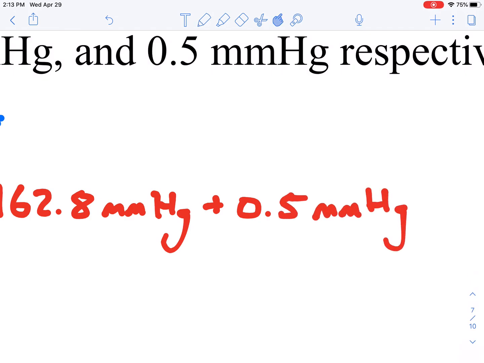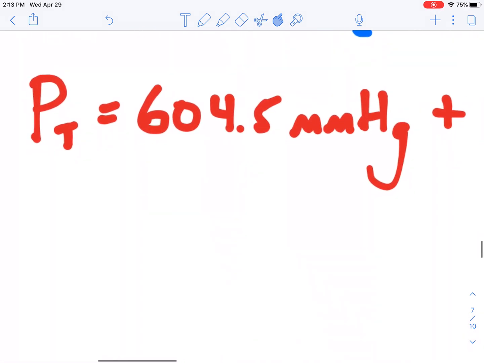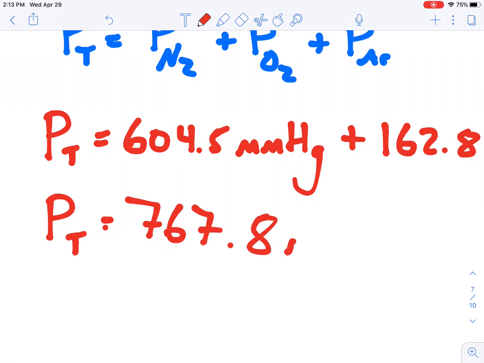So if you add all of that together and you get a sum, you'll notice they all end in the tenths place. So sig fig wise, we want to end in the tenths place. But when you do that math, you will get a total pressure equal to 767.8 mmHg.